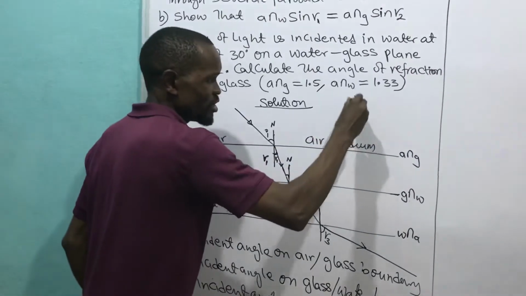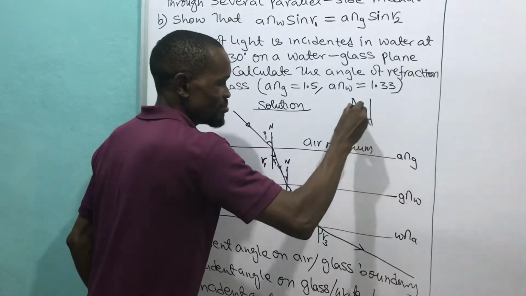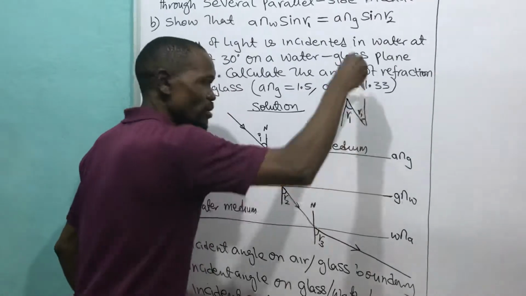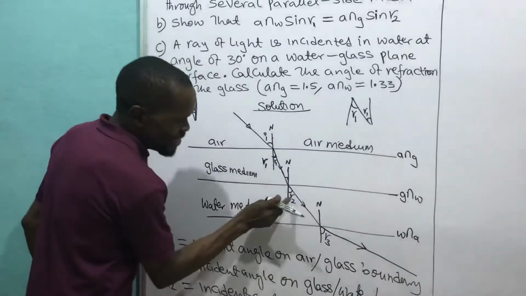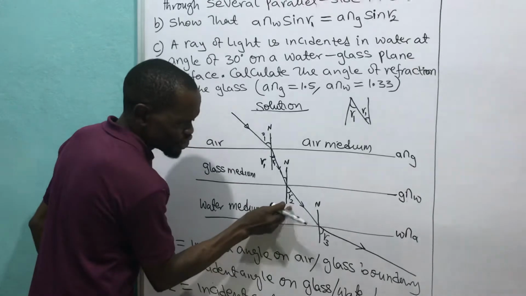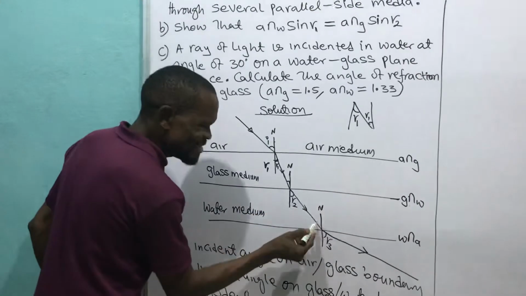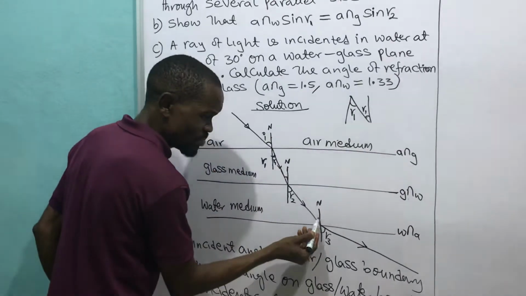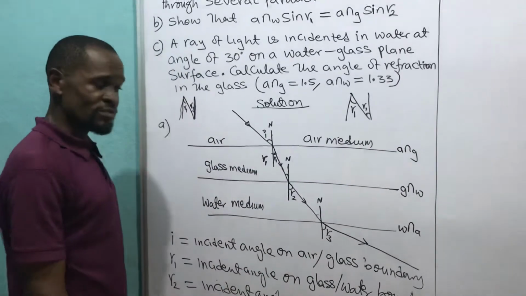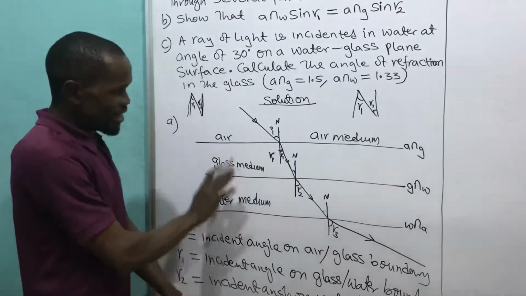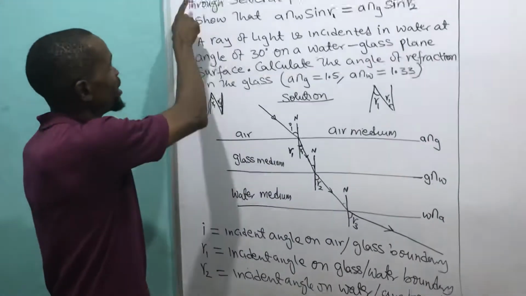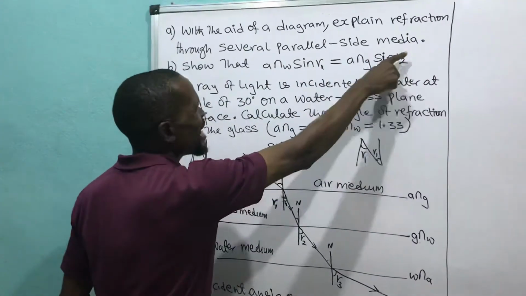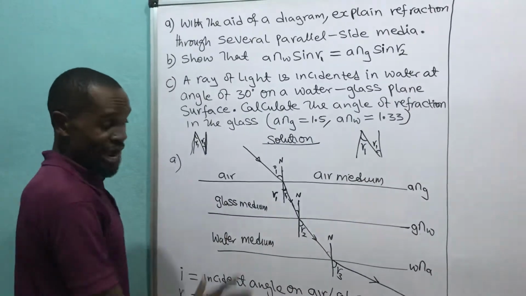Look at it. I get it. Let me put it here so you can see clearly. This angle here is the same thing as the angle here. So if this is my R1, this is R1 as well, which it used to enter here, right? Then this one, which is the refraction angle in the water, is the incident angle here, for the same reason, which is that alternate angles are equal. You get me right? So this is clear. This is what they asked us in that question: with the aid of a diagram, explain the refraction through several parallel-sided media. Look at it. I've done that.